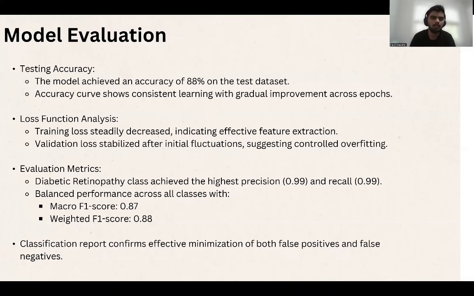Now, evaluating the model. The model achieved an accuracy of 88% on the test dataset, and the accuracy curve shows consistent learning with gradual improvement across each epoch. The training loss also steadily decreased as the number of epochs increased. And from the evaluation metrics, as I said before, the diabetic retinopathy class achieved the highest precision score of 0.99 and highest recall score of 0.99. The classification report also confirms the effective minimization of both false positives and false negatives in our case.